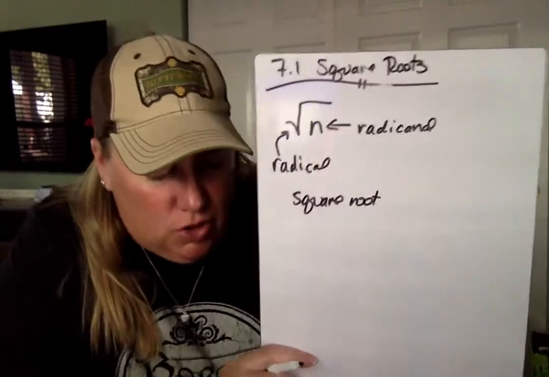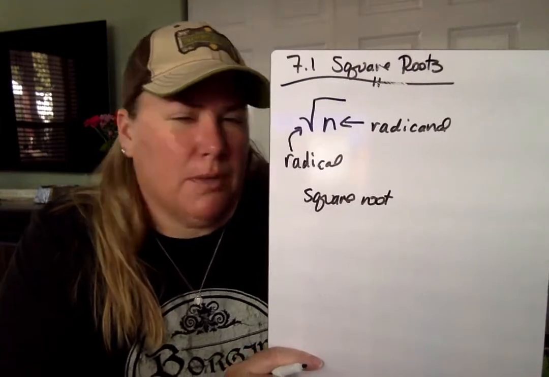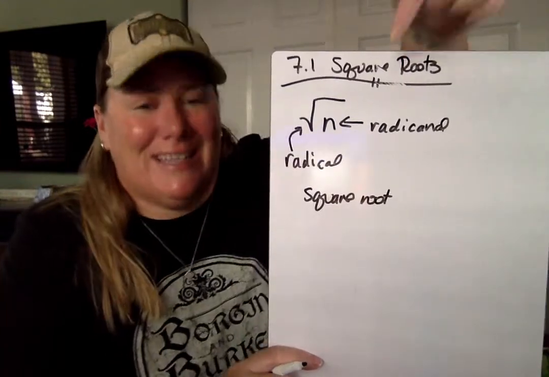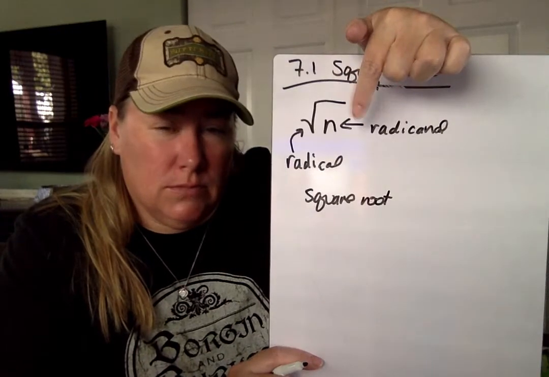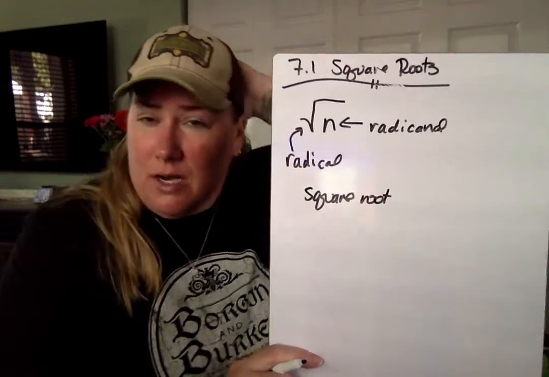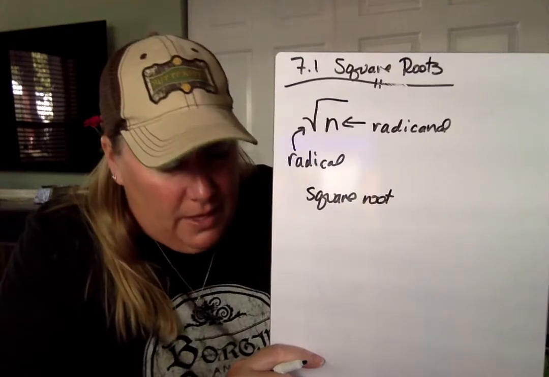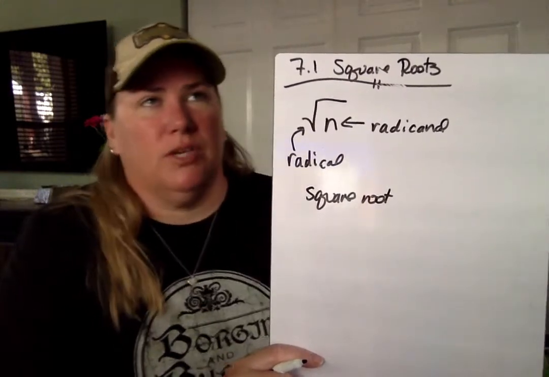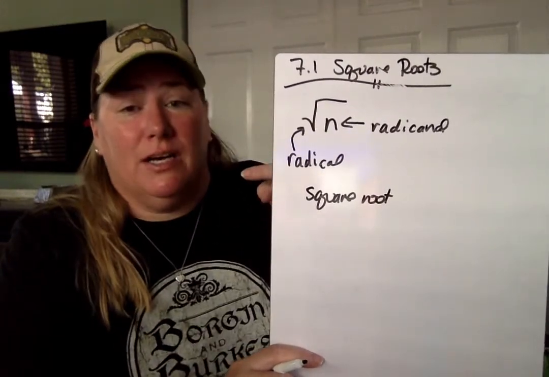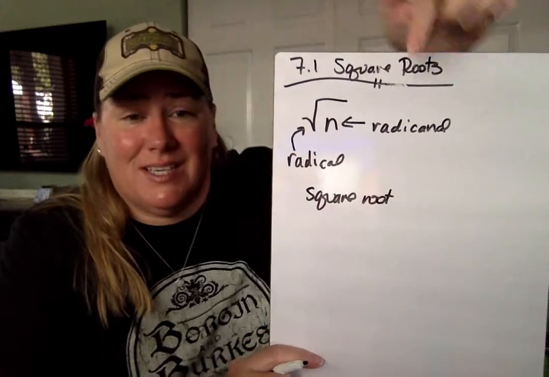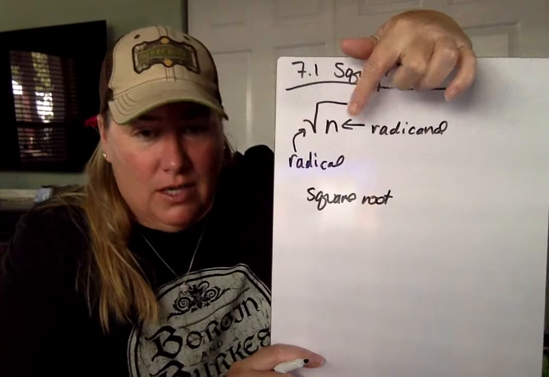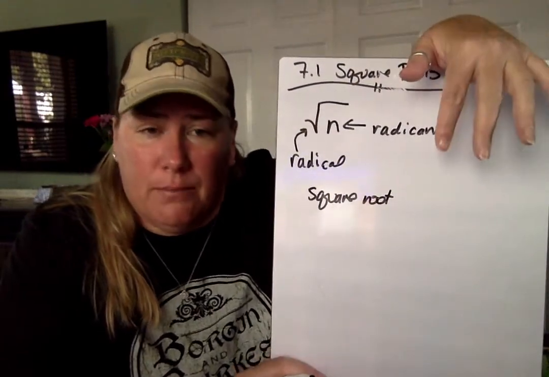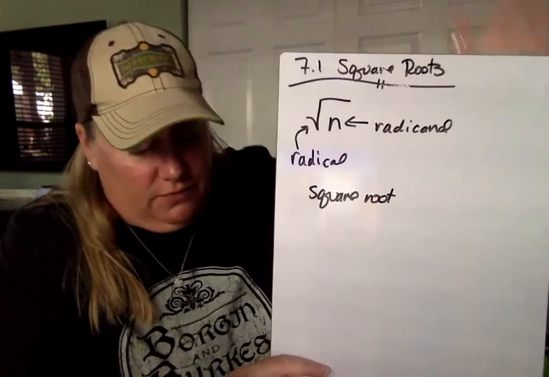Now, when you take the square root of something, you are actually trying to find a number that when you multiply it by itself, it gets the radicand. So when you take the square root of something, you're finding a number that multiplies by itself, or the same number being multiplied twice, to get whatever's underneath the radical, called the radicand. And I will be putting up vocab and definitions, all that stuff in a second.